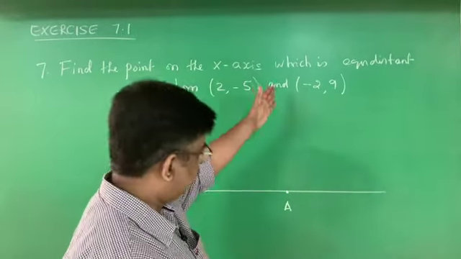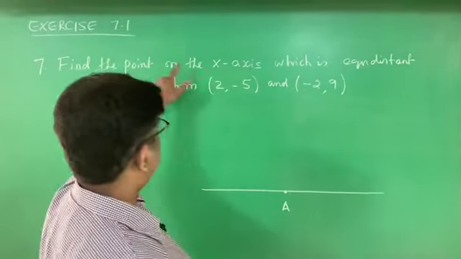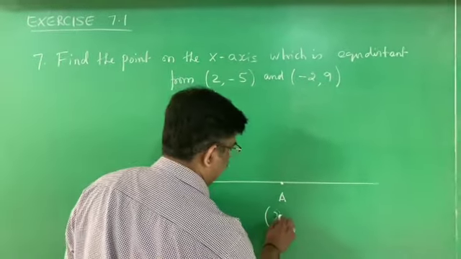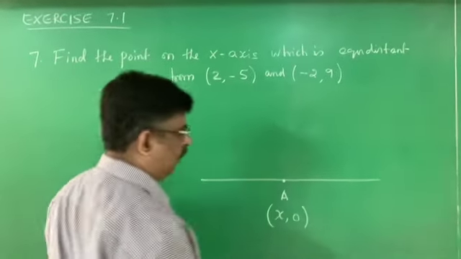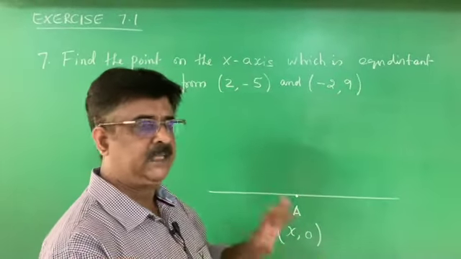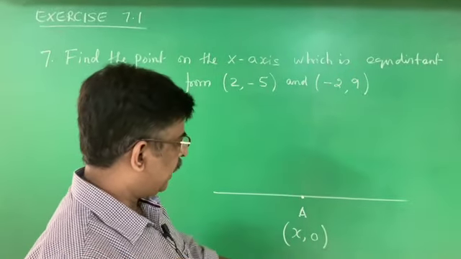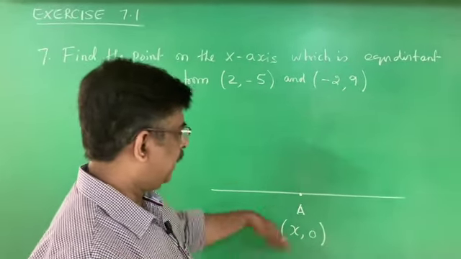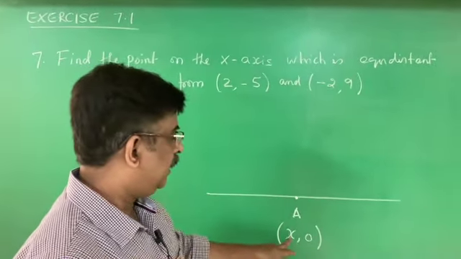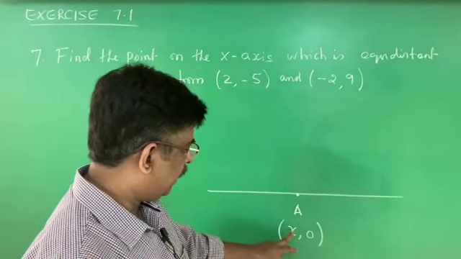I am telling that, imagine that there is a coordinate system. Horizontal axis is x-axis. There is a point on the x-axis. What may be its coordinate? Its coordinate, definitely it should be x comma 0. Any point on the x-axis, its y coordinate is 0. That is the understanding part of this particular problem. Easy it is. Any point on the x-axis, y coordinate is 0. Similarly, if there is a point on the y-axis, you consider the x coordinate as 0. Here there is a point, its coordinates are x comma 0.